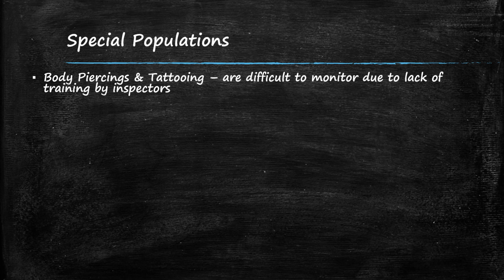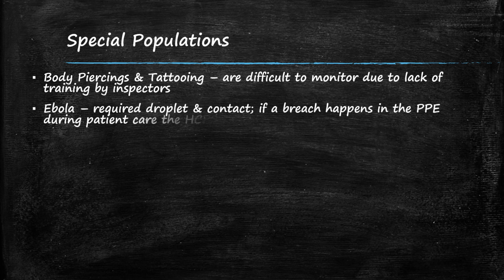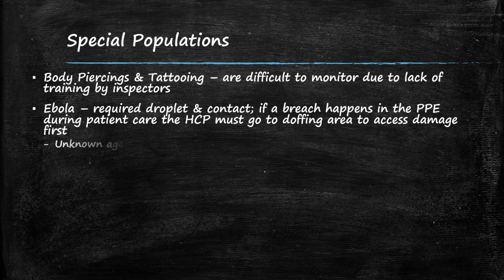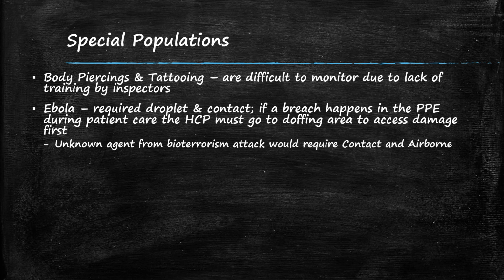Carrying on with special populations, body piercings and tattooing, often difficult to monitor due to the lack of training by inspectors. Ebola requires droplet and contact. If a breach happens in the PPE during patient care, then the healthcare provider must go to a doffing area to assess the damage. If we have an unknown agent from a bioterrorism attack, then we would go into contact and airborne for that patient.